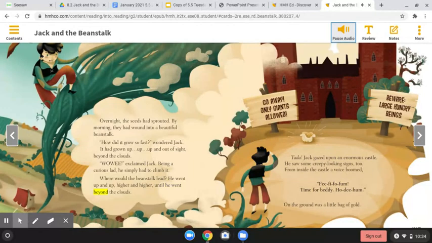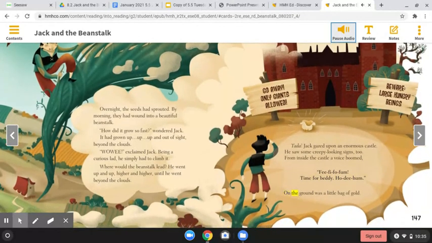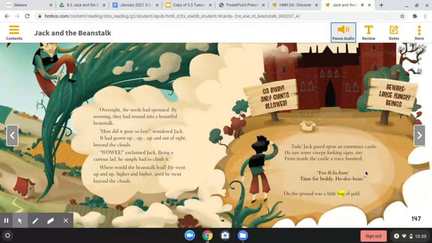Ta-da! Jack gazed upon an enormous castle. He saw some creepy-looking signs, too. From inside the castle, a voice boomed. Fee, fi, fo, fum, time for Betty, hoody-hum. On the ground was a little bag of gold. Go away! Only giants allowed. Beware, large, hungry beings.